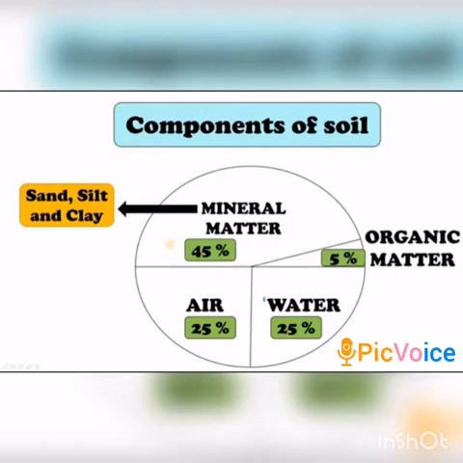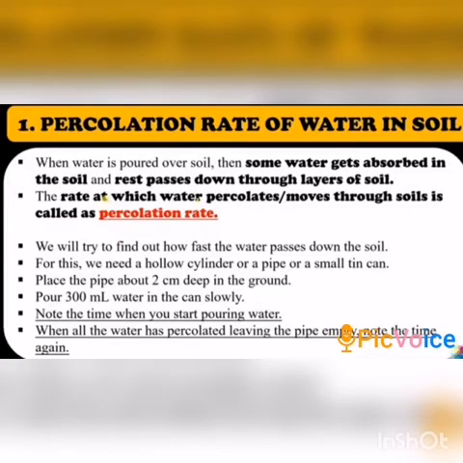We have already seen different types of soil. The soil has different properties. We will see the properties of the soil in this session. The first property of the soil is the percolation rate of water in the soil. What do you mean by percolation, children? Percolation means the movement of water through the soil.